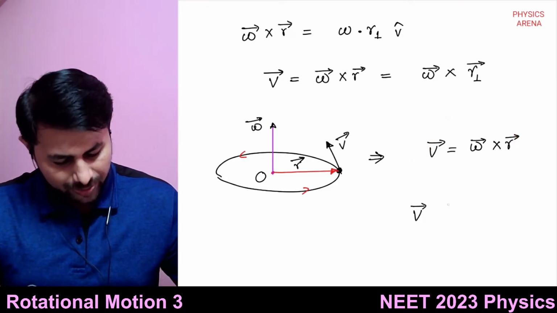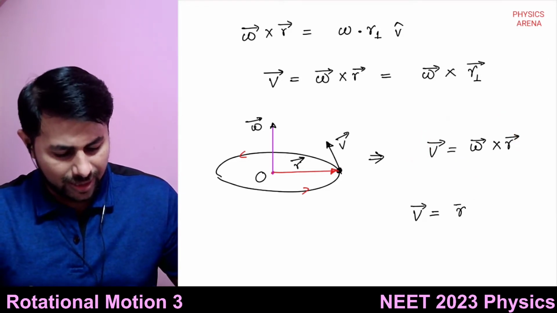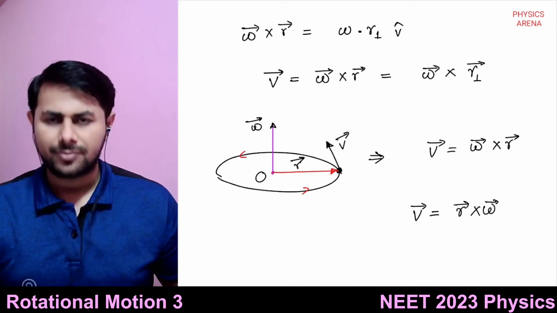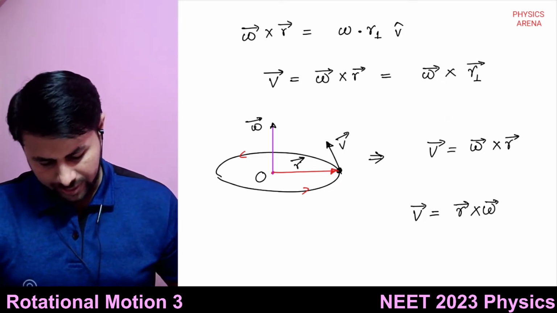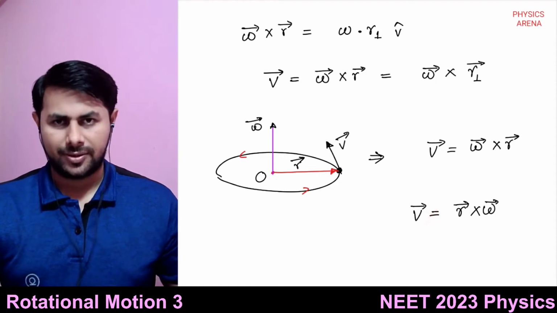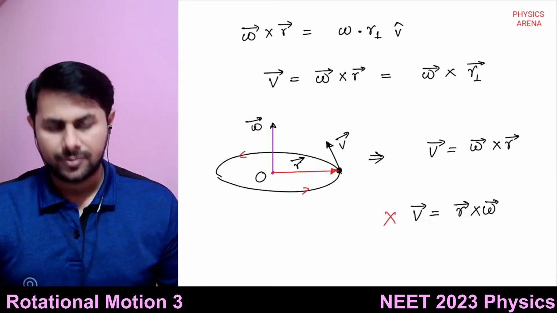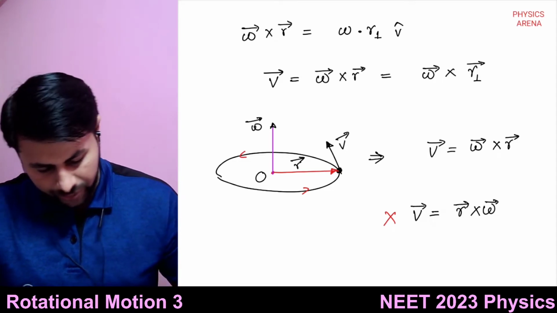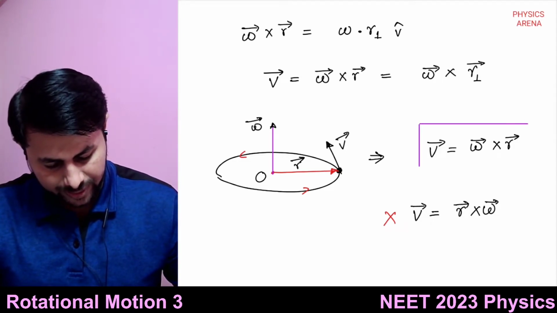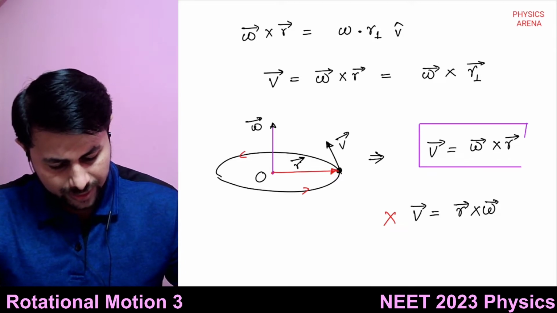There would be one option like this: v bar is equal to r bar cross omega bar, which is of course not correct. So we have to remember this relation: v bar is equal to omega bar cross r bar.